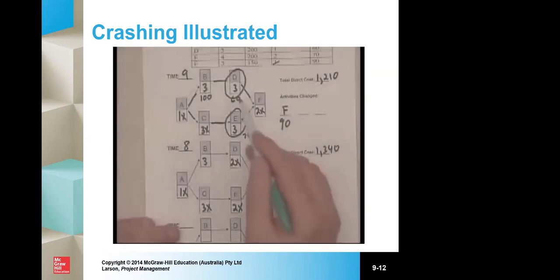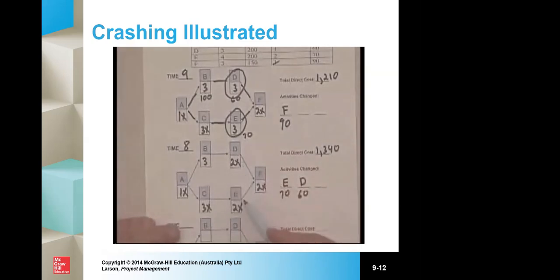So I've gone ahead and recorded the changes in both D and E, put X's next to them because they reached their maximum crash time, and totaled up the 2 costs. We got a new total of 1,340 to do the project in 8 days. Now let's see what we can do in terms of getting to 7. Check here. Still got our 2 critical paths.